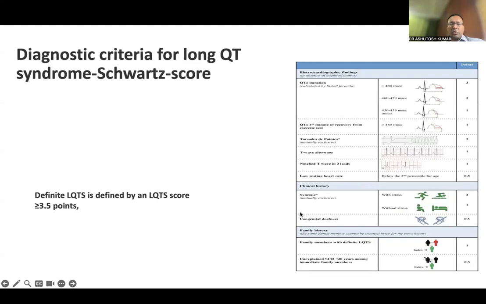There is a Schwartz scoring system which is based on some findings like how much the QTC is prolonging, the 4 minute QTC recovery time, whether torsades has been noticed or not, T wave alternans, a notched T wave in lead 3 or not, and a low resting heart rate. These are some of the applicable criteria, and if the patient has syncope or congenital deafness, that is added on. And if this score is more than 3.5, it is taken as one of the criteria for diagnosing long QT syndrome.